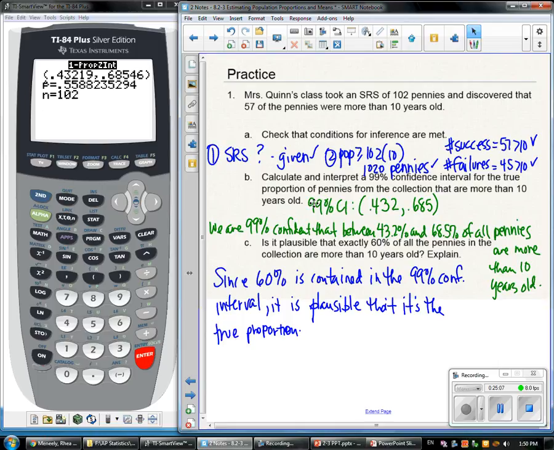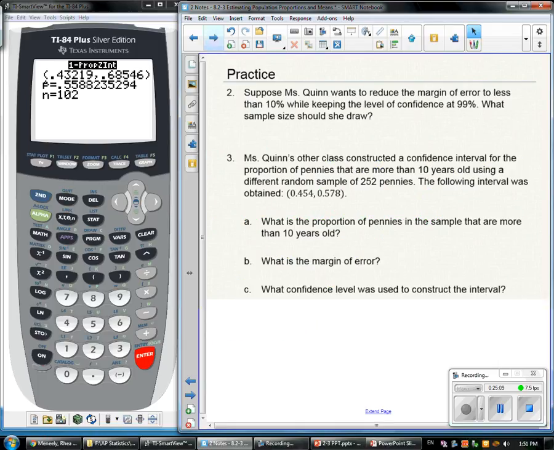Okay, number 2 asks us now to determine a sample size. So it says, suppose Ms. Quinn wants to reduce the margin of error to less than 10%. So again, our margin of error formula looks like this. Our margin of error is equal to z star times the square root of p times 1 minus p over n, or in this case, p hat.